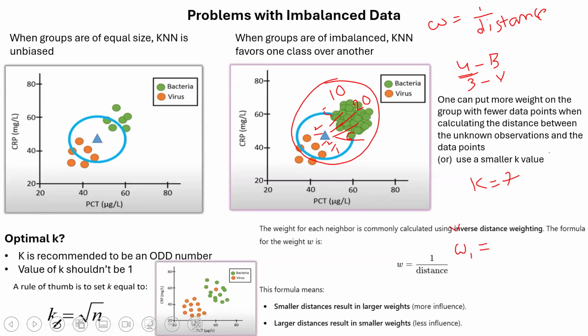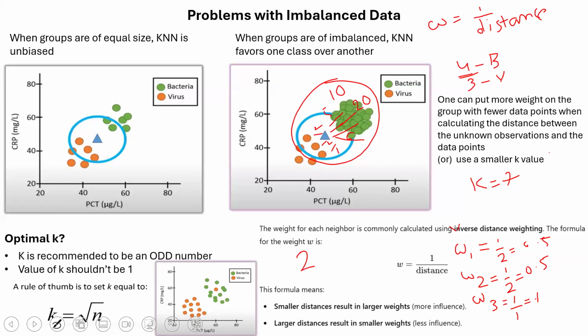Let's calculate the weights of the viruses. 1 by 2 becomes 0.5, and the next 1 by 2 also becomes 0.5. And 1 by 1 will become 1. So the total weight of this virus is now 2: 1 plus 0.5 plus 0.5.